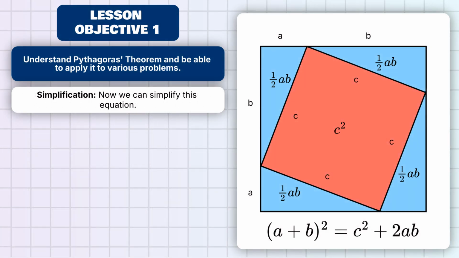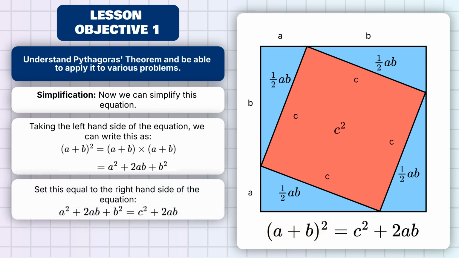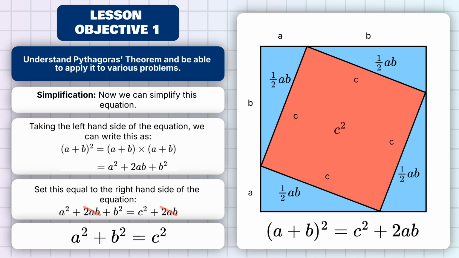Now we can simplify this equation. Taking the left-hand side of the equation, we can expand the brackets as follows. If you're unsure about how to expand brackets like this, take a look at the lessons from the algebra module. We can then set this equal to the right-hand side of the equation to get the following equation. We can then subtract 2ab from both sides of the equation. This leaves us with a squared plus b squared equals c squared. And that's Pythagoras' theorem. Remember, this theorem only applies when we're dealing with right-angled triangles.